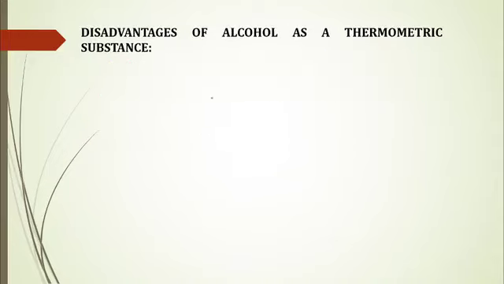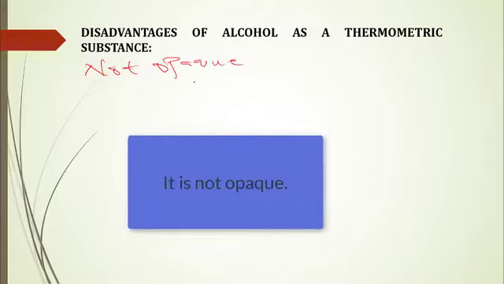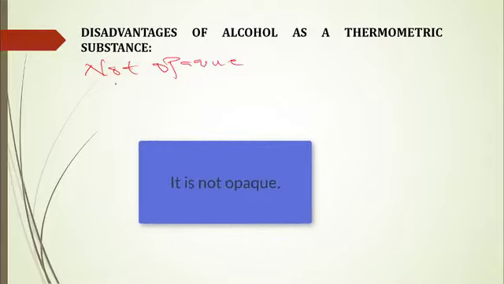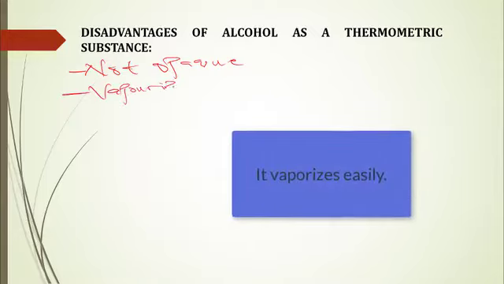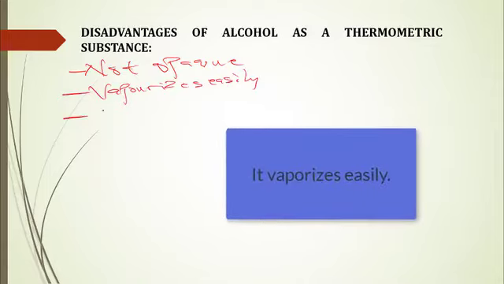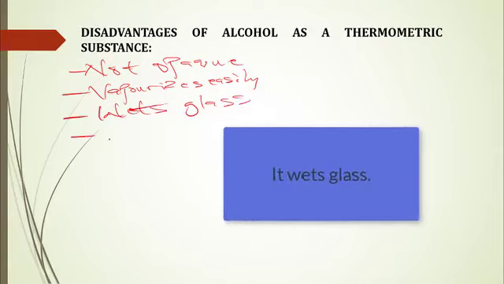As we did with mercury, alcohol also has its disadvantages as a thermometric substance. One of the disadvantages of alcohol is that it is not opaque. It has no color. It is colorless. It is transparent, and so it can sometimes lead to inaccuracy when it comes to taking readings on a thermometer. Another one is that it vaporizes easily, just like water. And the other one is that it wets glass, so that it sticks to the body of glass.